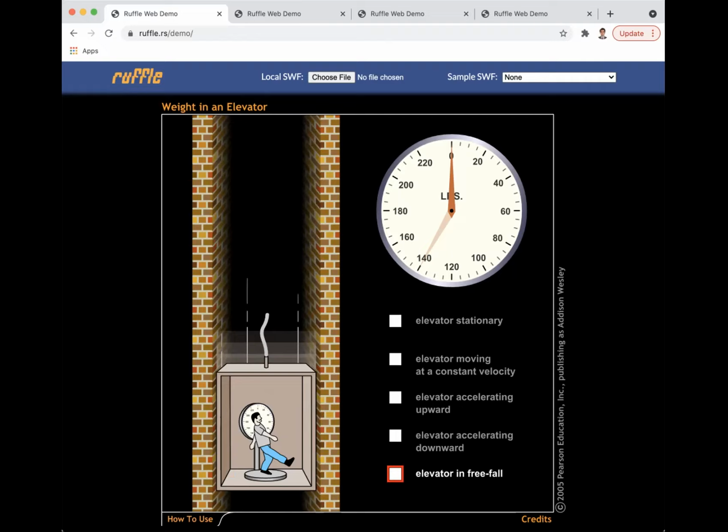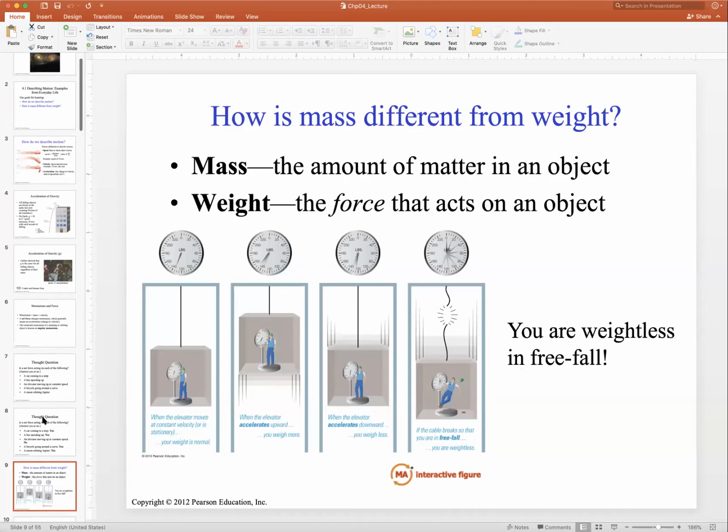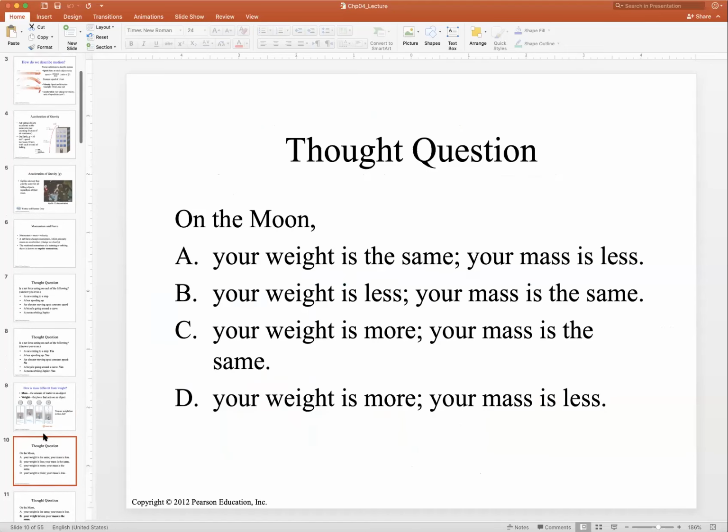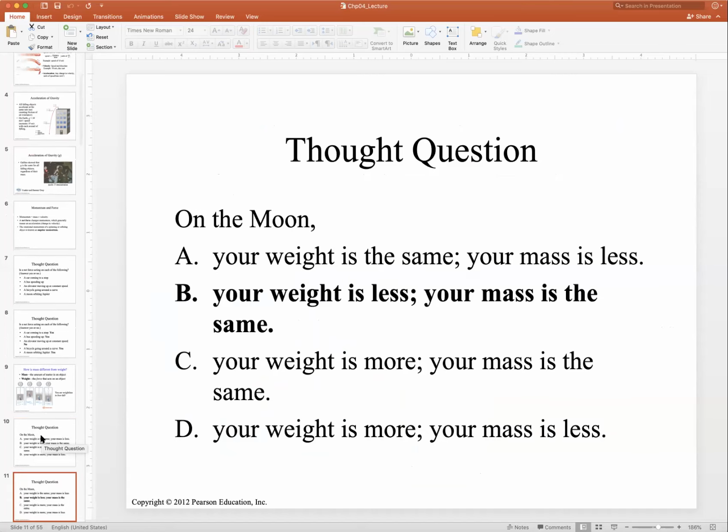All right, let's go back to PowerPoint. So, a thought question: on the Moon, which one is true? The answer is B. Your weight is less because there's less gravity there, so your weight is less, and your mass is the same.